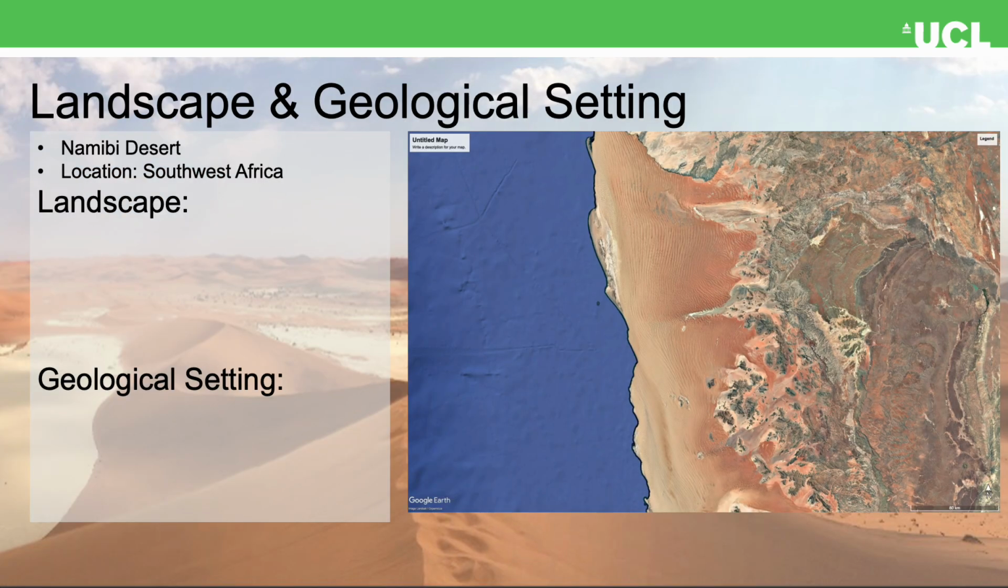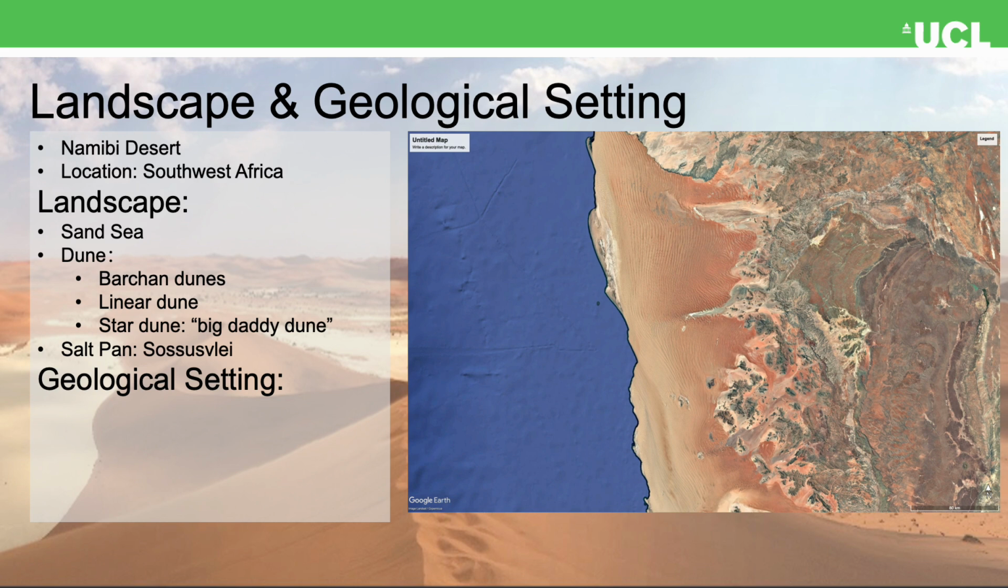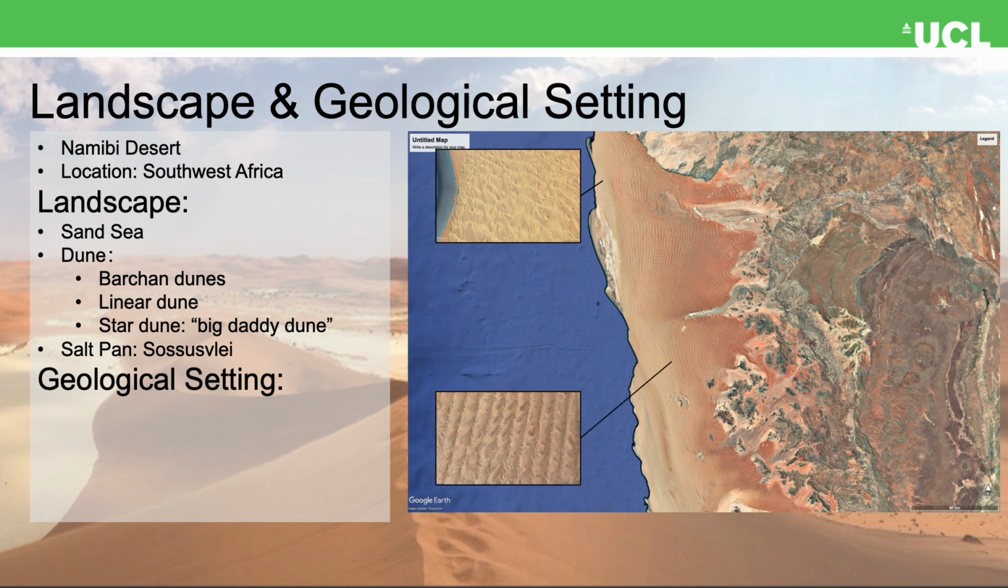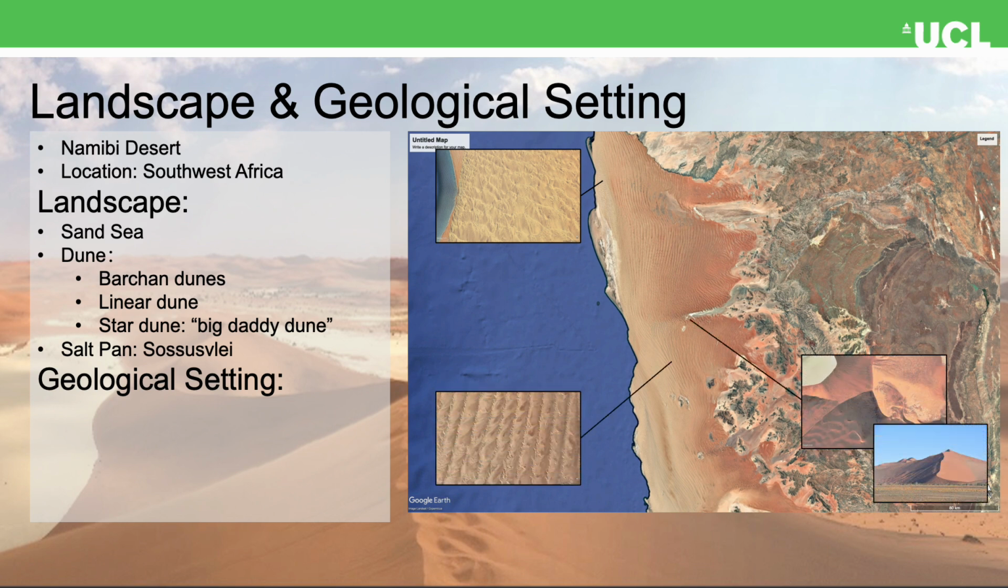Let's begin with the Namib Desert. Located in Southwest Africa, I've put a GIS picture from Google Earth. This region is characterized by a vast sand sea and a range of dune types. We see barchan dunes, which form under unidirectional winds, linear dunes shaped by bidirectional wind regimes, and large star dunes like the iconic Big Daddy dune, formed under multidirectional winds.